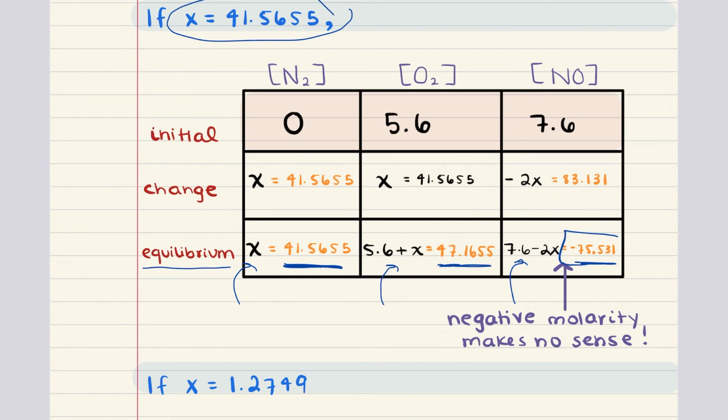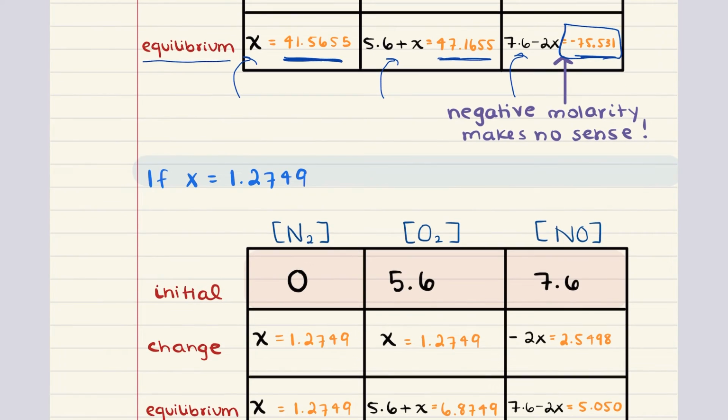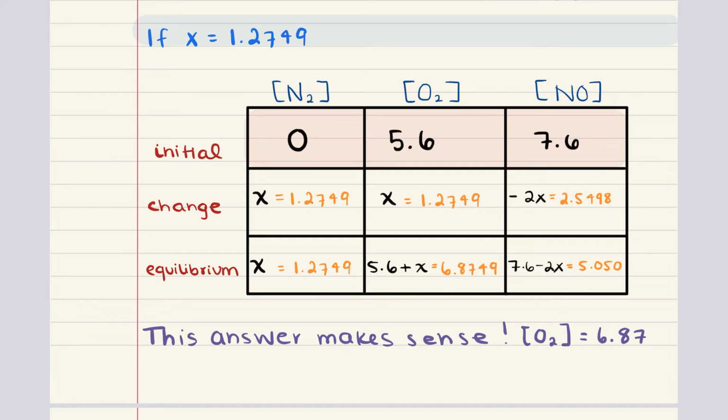And what we notice here is that the concentration for nitrogen monoxide is negative. That doesn't make any sense. Negative molarity, that's not practical. Therefore, we can go ahead and eliminate this choice for that reason. Let's try to plug in our other x value. x equals 1.2749. If we use this value of x and we plug back into our equilibrium row, we get the following concentration for nitrogen gas, for oxygen gas, and for nitrogen monoxide.